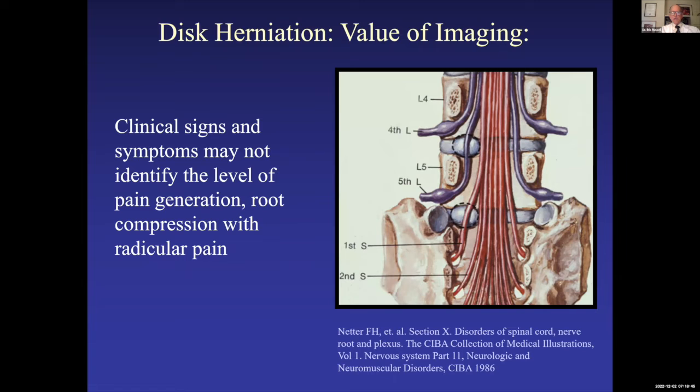One advantage of imaging is the clinician may, if a patient has radiculopathy, not know exactly which root is involved. So for example, here you see a little paramedian disc herniation at L4-5, it's compressing the L5 root, but if that herniation were more lateral, it could compress the L4 root. So imaging often distinguishes which level is compressing the root because roots may be compressed at more than one level.